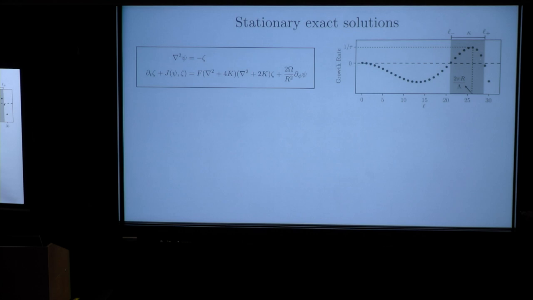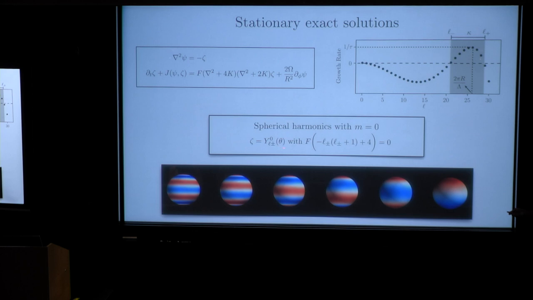Right? So what's interesting, we think, is that this model has stationary exact solutions. To see how we can construct them, we can again go back to the dispersion relation. Now I'm plotting it in terms of the spherical wave number L. Again, there we have this unstable bandwidth, and at the edges of this we have L minus and L plus, which make the operator on the right side 0. It can be shown that they also satisfy the nonlinear operator on the left-hand side. So spherical harmonics with M equal to 0 with these Ls, which lie on the neutral modes of the original dispersion relation, are essentially stationary solutions of this system.